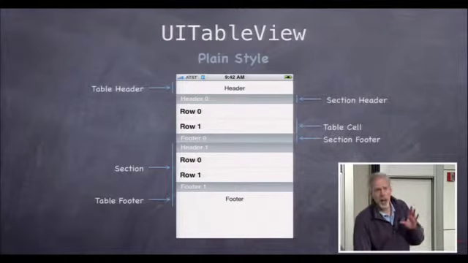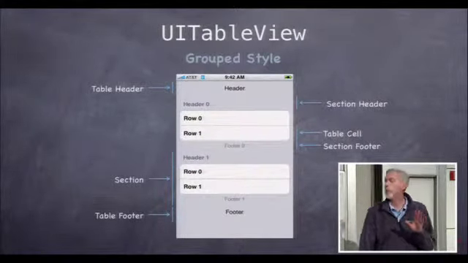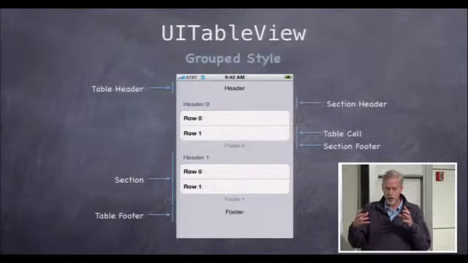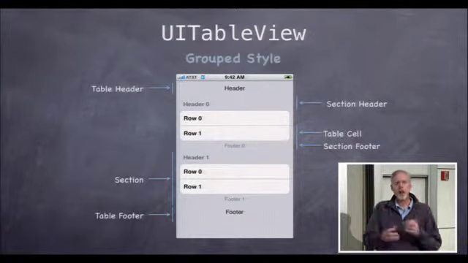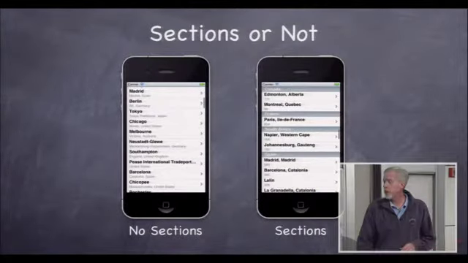And we use exactly the same terms to describe the group style. So here's what the group style looks like with all those things. Okay, so the section headers are there. They're above the rounded rects. You can still have a header and footer on the table. The rows are inside these little rounded rects. Okay, everyone understand that?